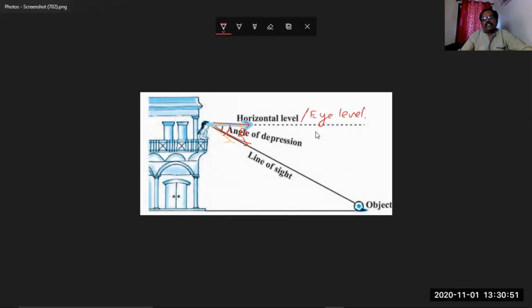So the angle made by that eye level or horizontal level with the line of sight is known as the angle of depression. Understood? And if you see here, this horizontal level, this eye level, the distance of this object from the ground, from that building, or we can say the house, this line or this distance of this object from the house will obviously be parallel to this horizontal line, this eye level, right? So those will be parallel to each other.